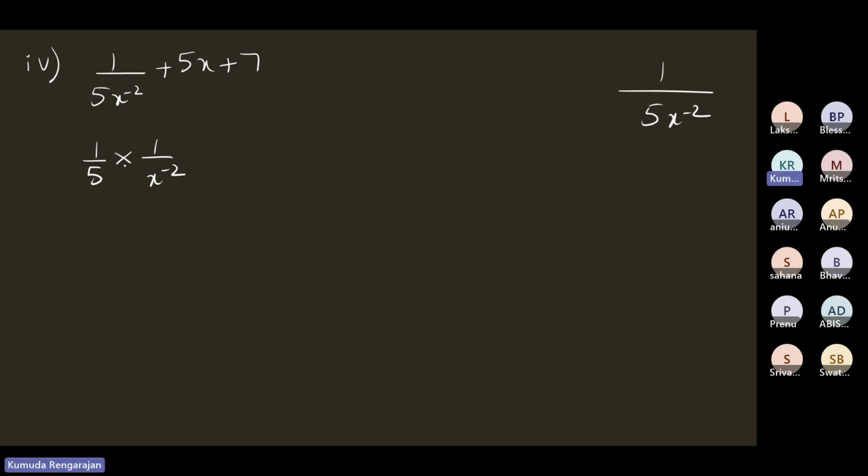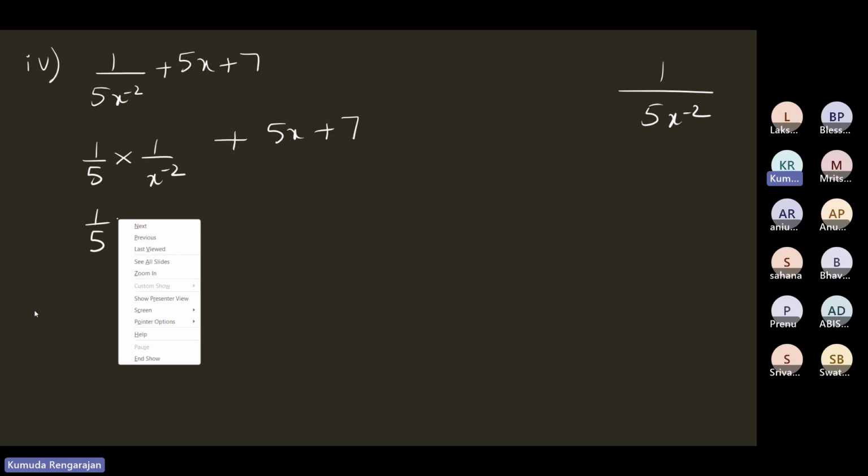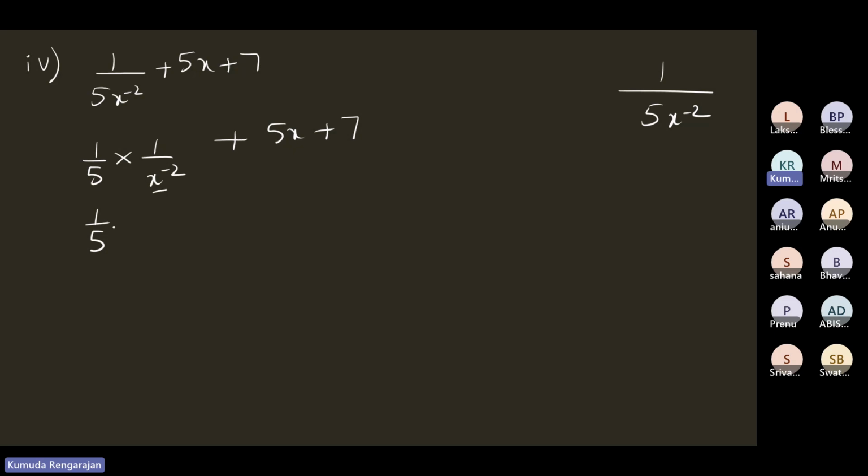It's nothing but 1 by 5 into 1 by x to the power minus 2. Then plus 5x plus 7. Now 1 by 5 as it is. X to the power minus 2 is when it goes up to the numerator. This one in the denominator, when it goes up, becomes positive. The sign changes. If it's plus, it becomes minus. If it's minus, it becomes plus. When you take it up to the numerator, it becomes x to the power plus 2, plus 5x plus 7.